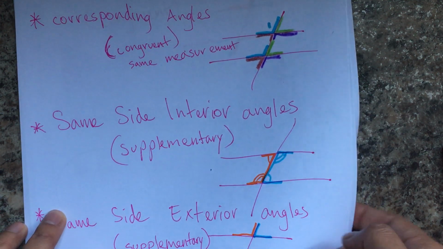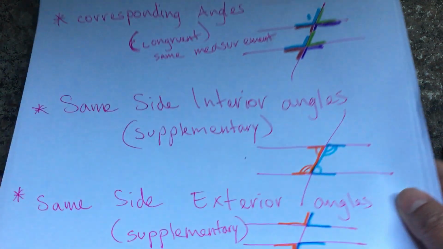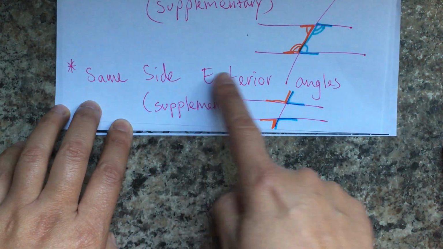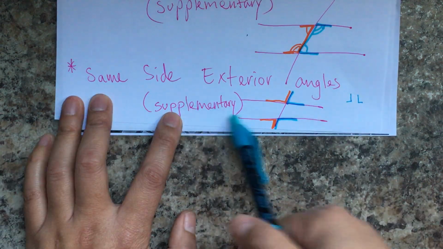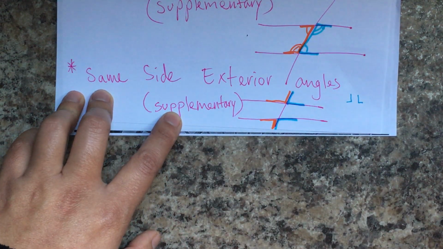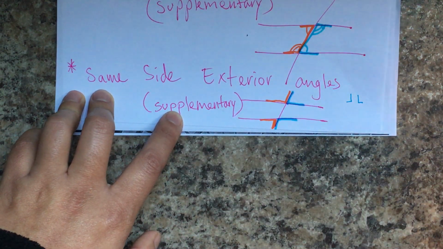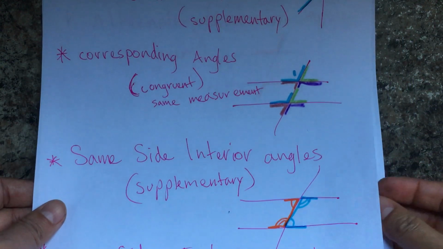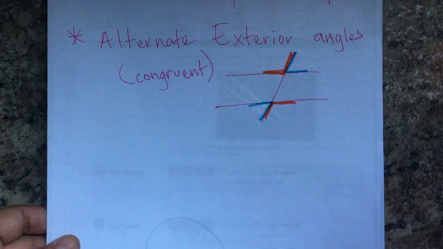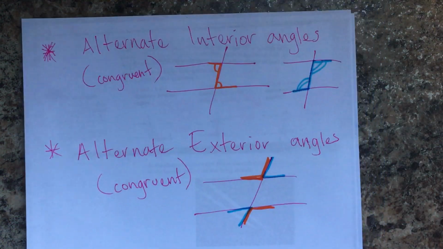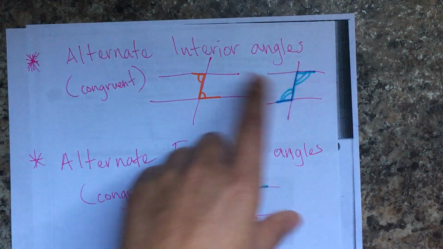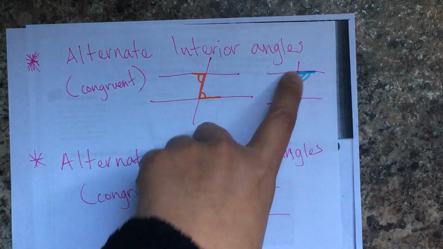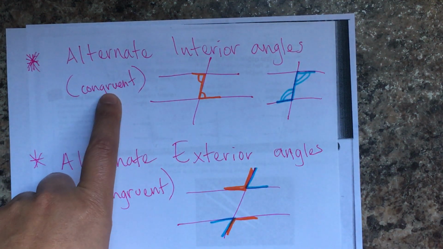And I didn't mention these ones in the theorems, but you have same side exterior angles. Those are also 180 degrees, and yeah, we didn't go over those in the lesson, but you have them. Okay, the last two is the alternate interior angles. That's from the A to the Z, remember, and those are also congruent.